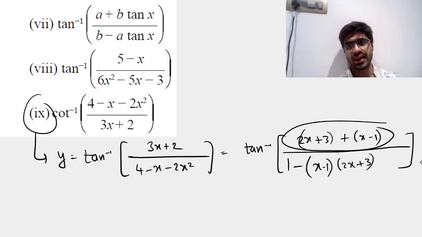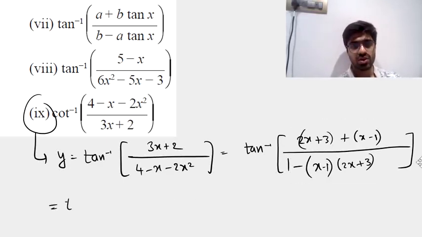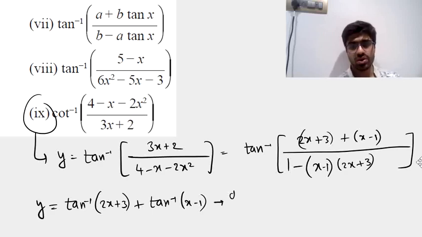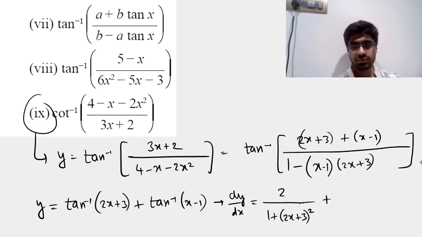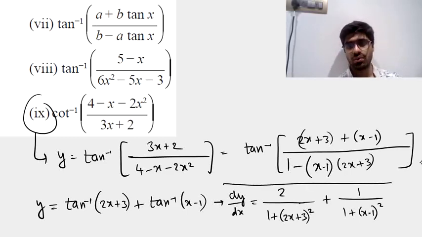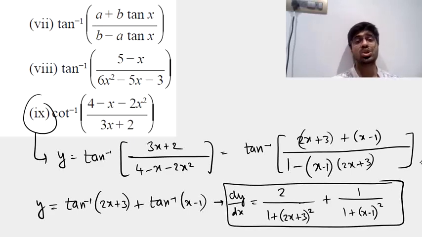So now it's in the form tan inverse a plus b upon 1 minus ab. So this will be tan inverse of a plus tan inverse of b, and that is the expression for y. So dy by dx will finally be equal to the derivative of this, that's 2 upon 1 plus 2x plus 3 the whole square, plus the derivative of this, that's 1 upon 1 plus x minus 1 the whole square. And with that you have completed the expression of dy by dx for the last question in this exercise.